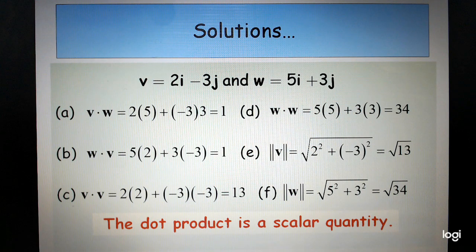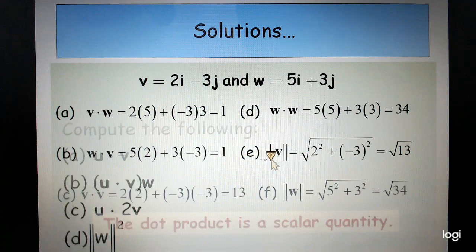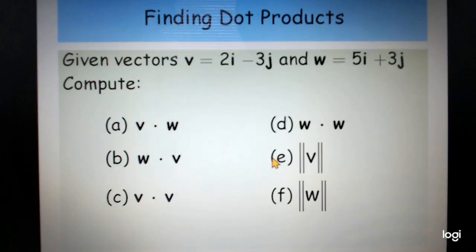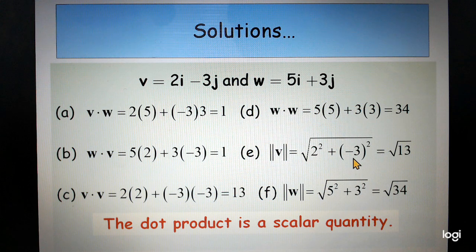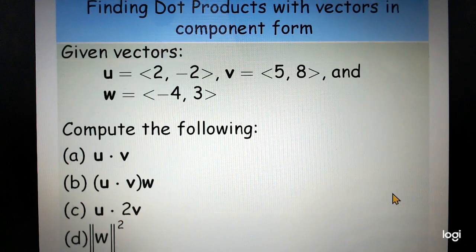Let's look at E. Part E, let's go back a bit, is the magnitude or the length of vector v. And we've learned in past times that the magnitude is simply, we use the Pythagorean theorem on the components. So you have 2 squared plus negative 3 squared, radical 13. Similarly for w, you have 5 squared plus 3 squared, 25 and 9 is 34. Okay, so here we go, moving along.